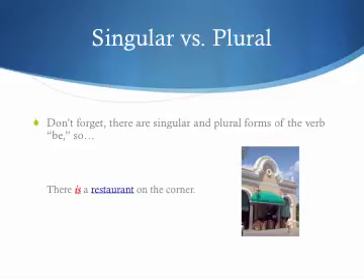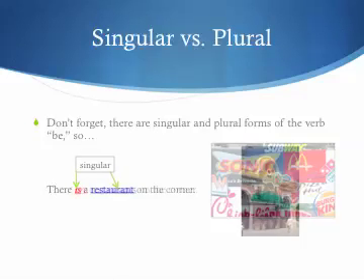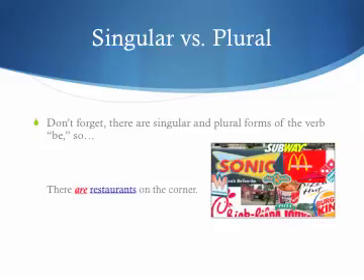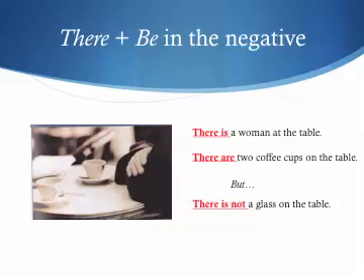So don't forget there are singular and plural forms of the verb be, as I've mentioned. So there is a restaurant on the corner, and there is goes with the singular restaurant. And there are restaurants on the corner, so you get the plural, are, going with the plural of restaurants.